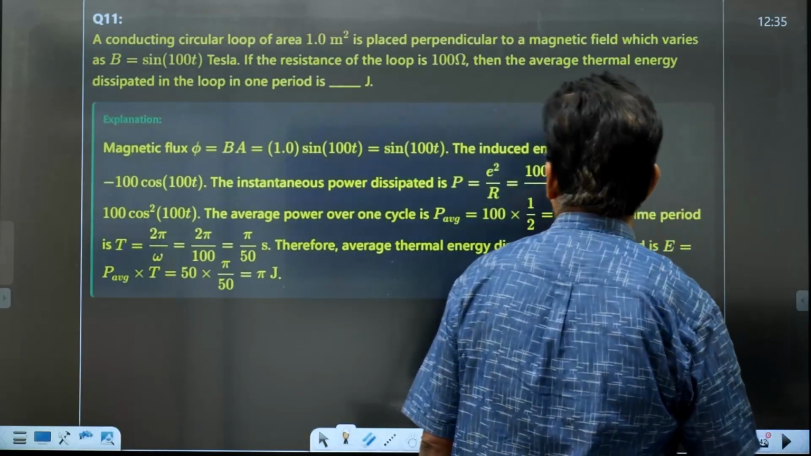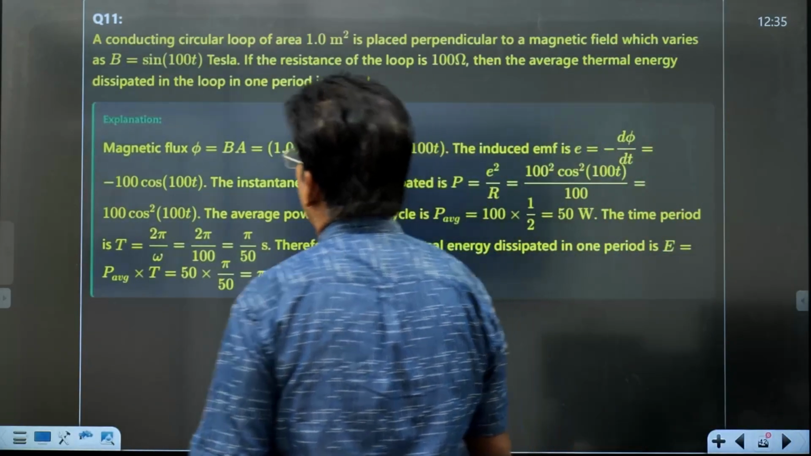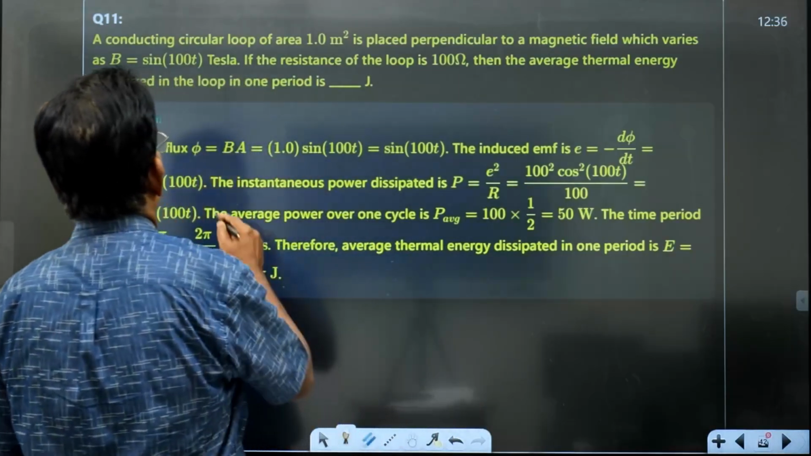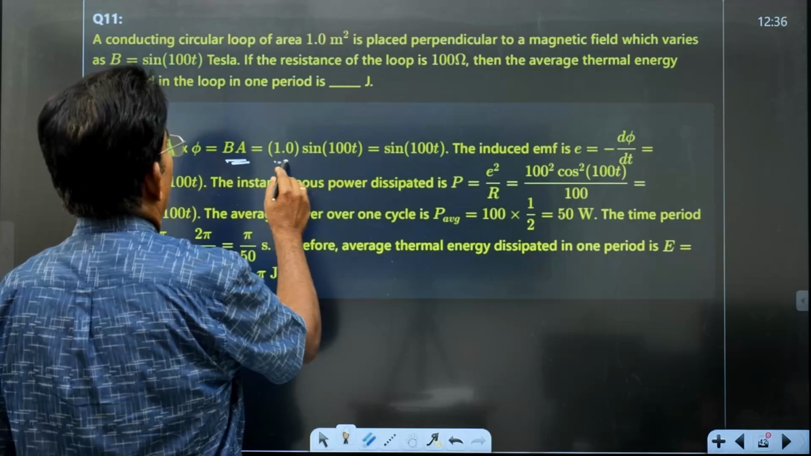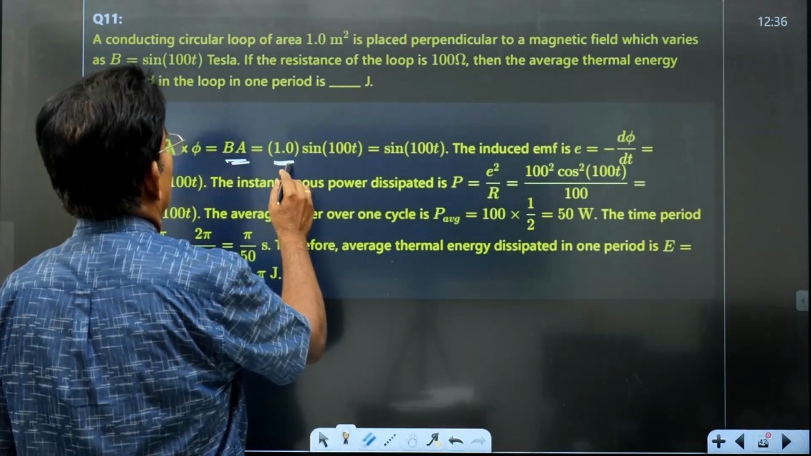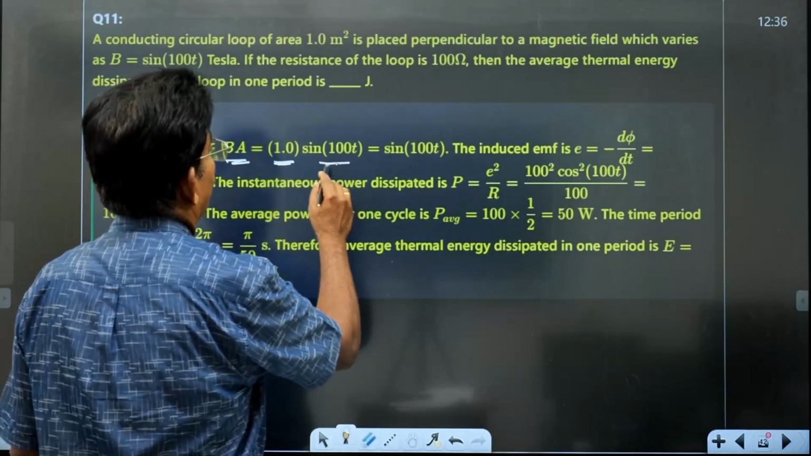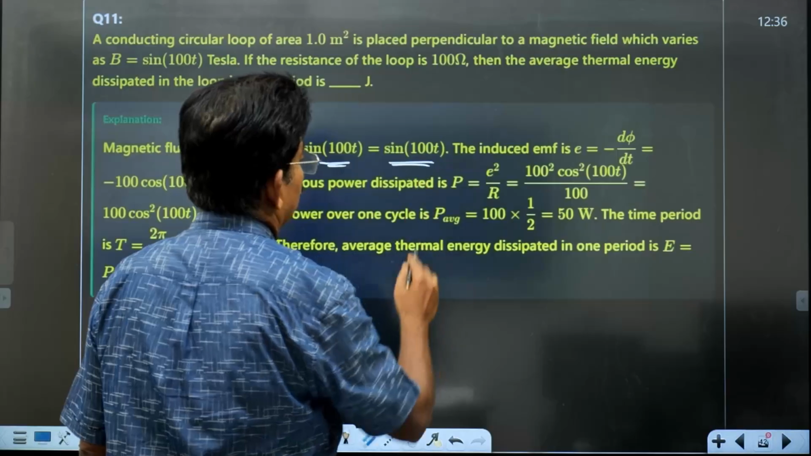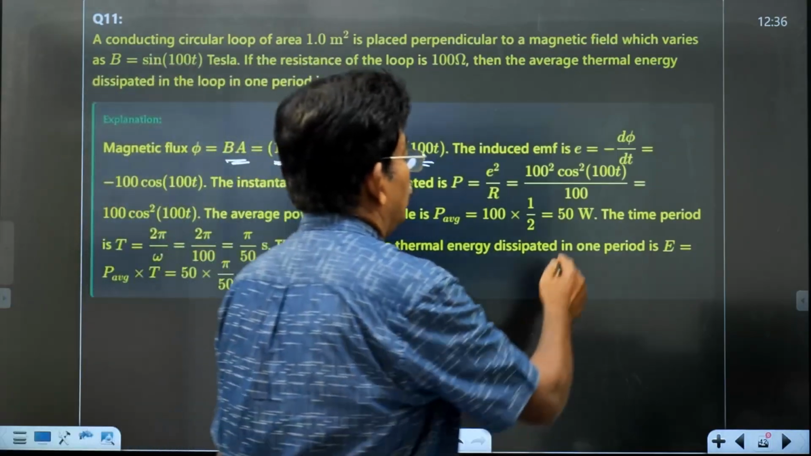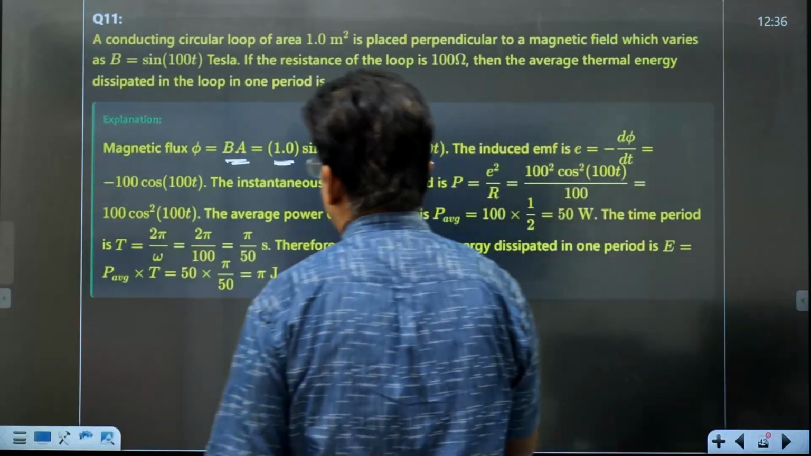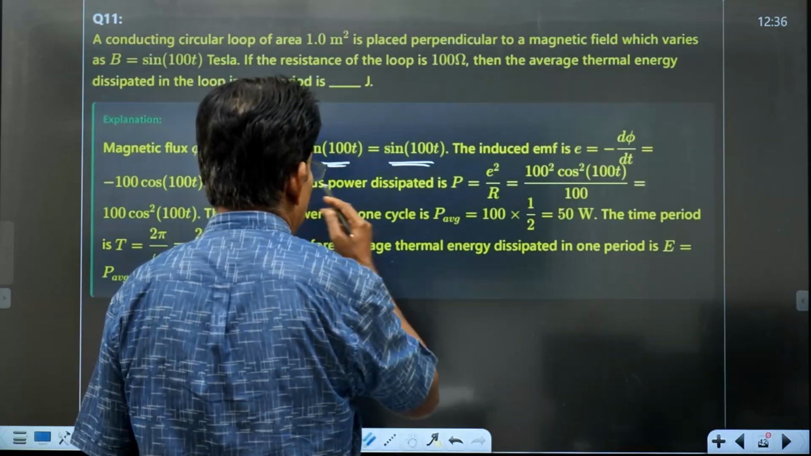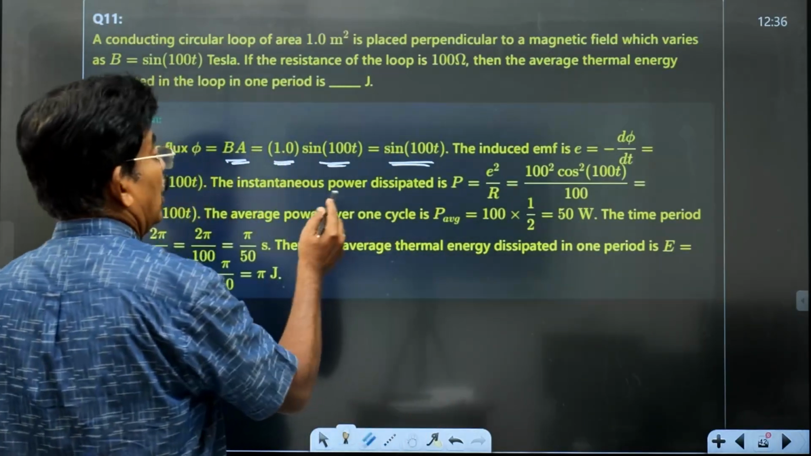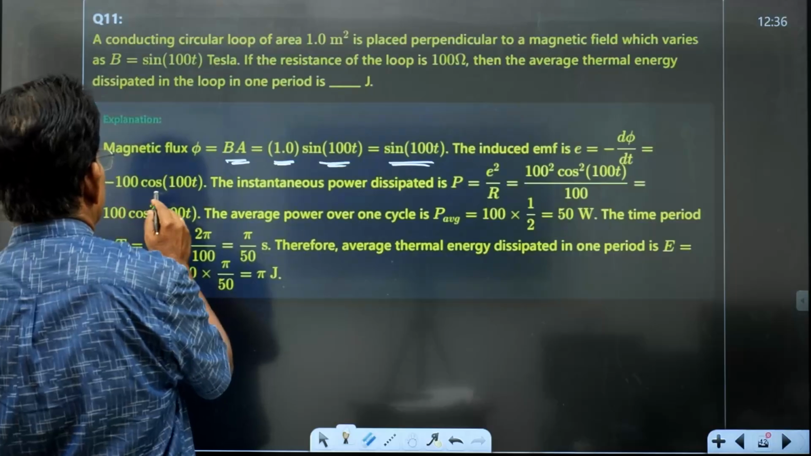Explanation is clearly given. Now look, flux developed in the coil. How much? B into A. A is 100 sin omega t. That is sin 100t. Induced EMF is minus d phi by dt. Because it is a varying field, the flux is changing. That is minus 100 cos 100t.